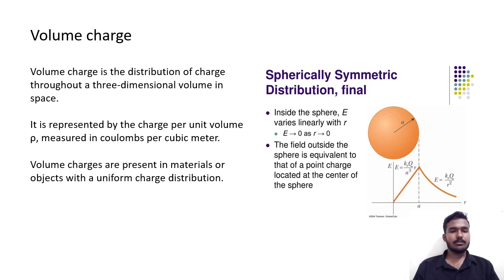Volume charge. Volume charge is the distribution of charges throughout a three-dimensional volume in space. It is represented by the charge per unit volume rho, measured in coulombs per cubic meter. Volume charge is present in materials or objects with a uniform charge distribution.